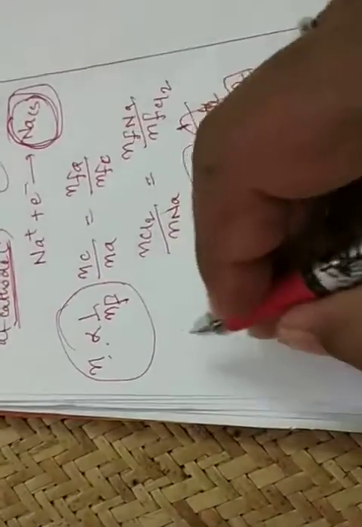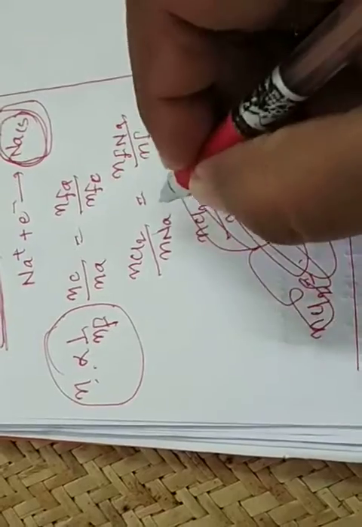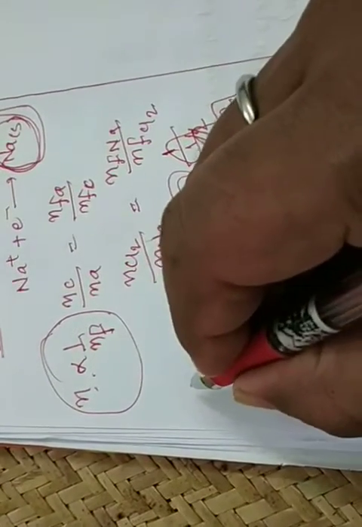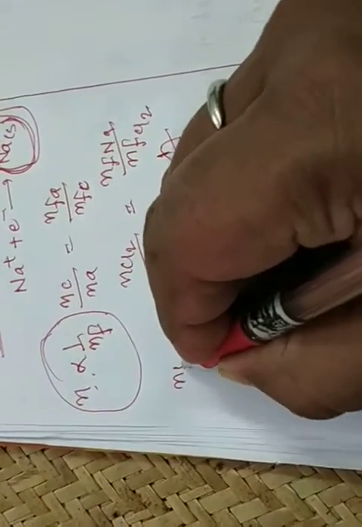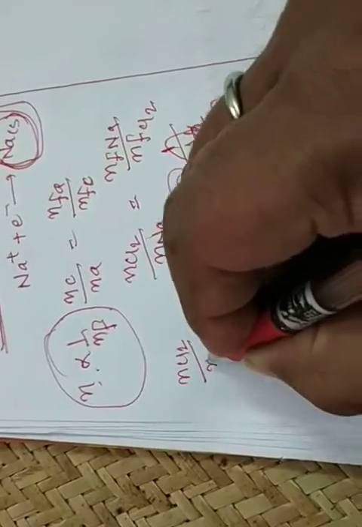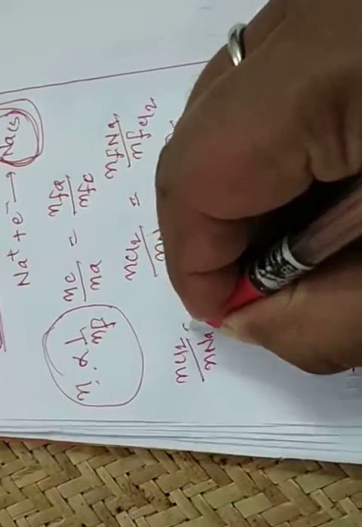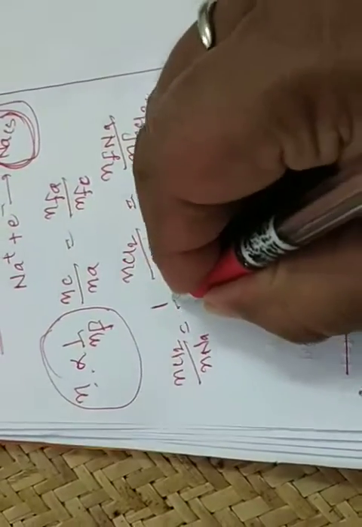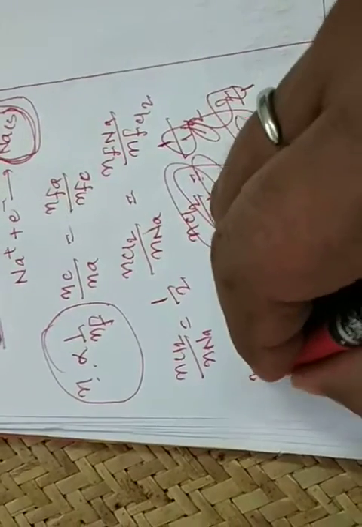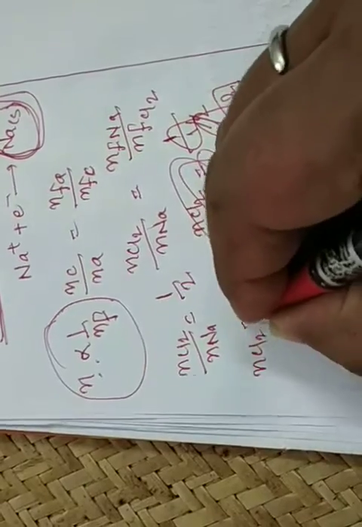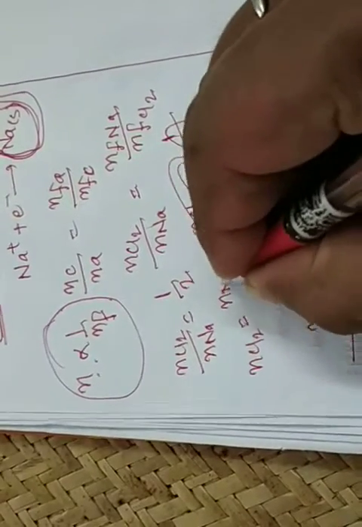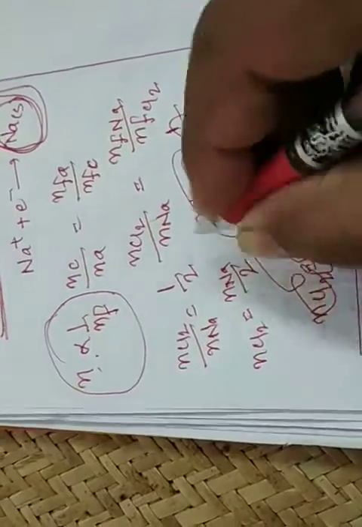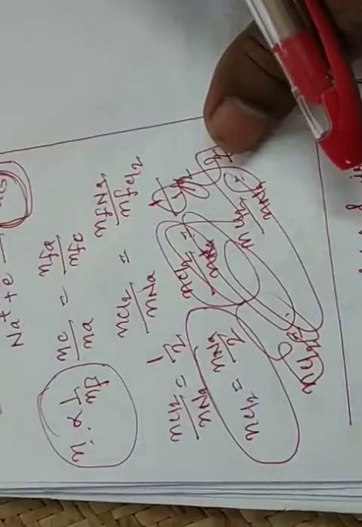Now in this case, n of chlorine divided by n of Na. You know the sodium valency is 1, and for chlorine Cl2 it is 2. So n of Cl2 = n of Na divided by 2. Clear? So now you find n of Na.